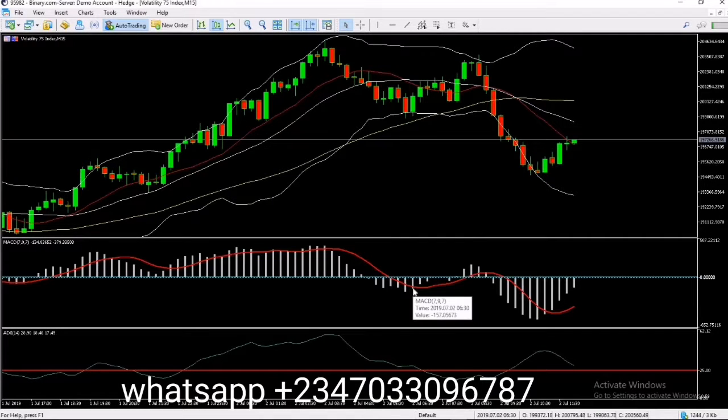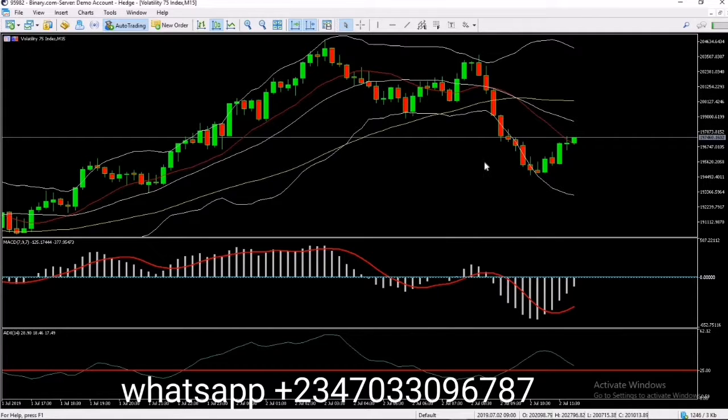Alright, so now we've established the facts, and your chart should look somewhat like this. So this is how we trade volatility 75. I'll explain the function of each of these, and I'll tell you how it's being used.